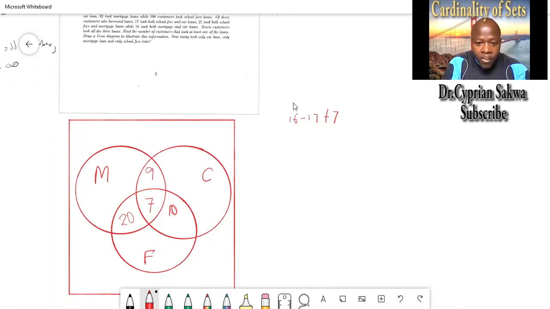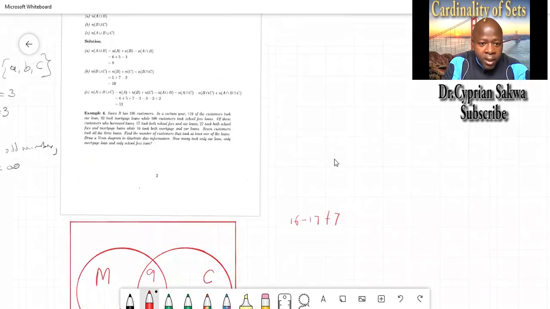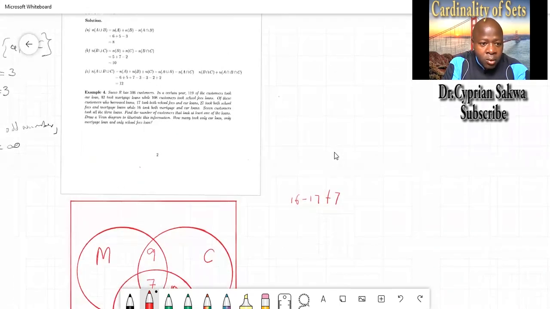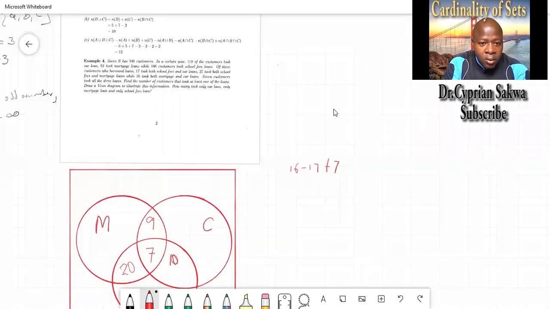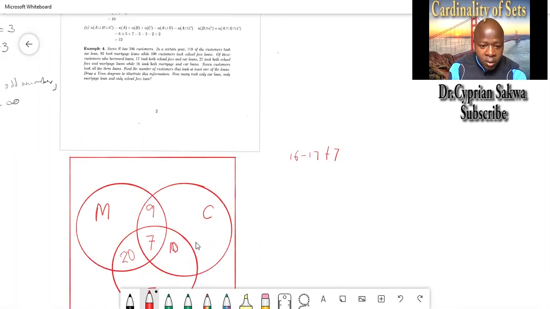And then 119 of the customers took car loans. For me to get the number to put here, it should be 119 minus 9 minus 7 minus 10, and I'm getting that to be 93. So this one took only car loans. And then we have 92 who took mortgage loans. So 92 minus this, minus this, minus this gives me those who took only mortgage loans, and I'm getting that to be 56.